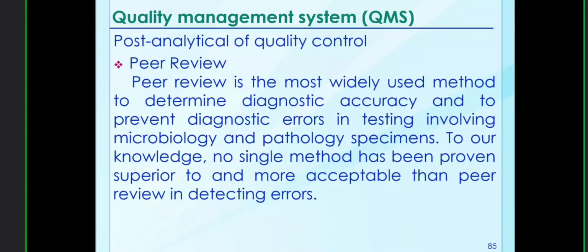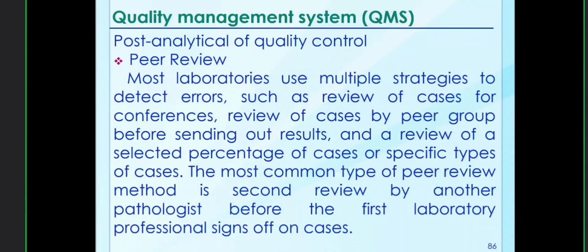Next is post-analytical quality control. First one is peer review. Peer review is the most widely used method to determine diagnostic accuracy and to prevent diagnostic errors in testing involving microbiology and pathology specimens. To the best of our knowledge, no single method has been proven superior to and more acceptable than peer review in detecting errors.